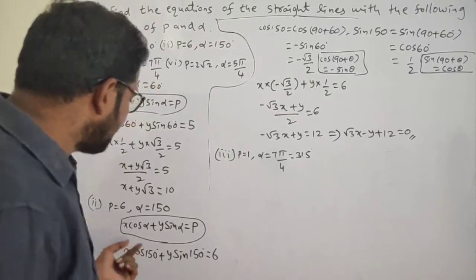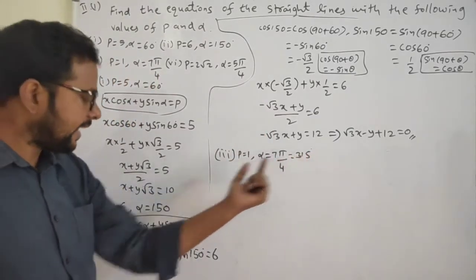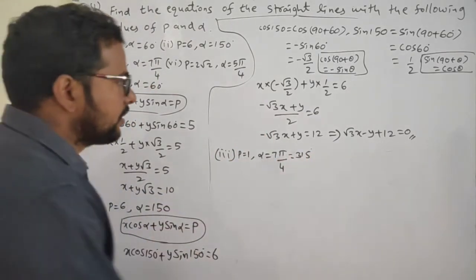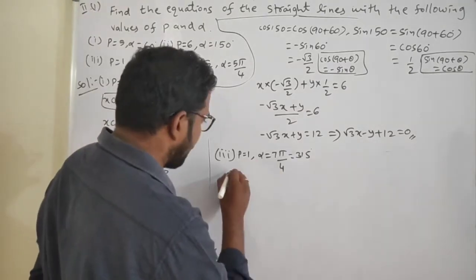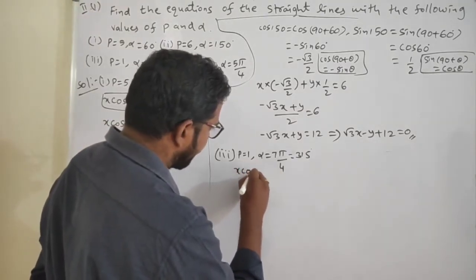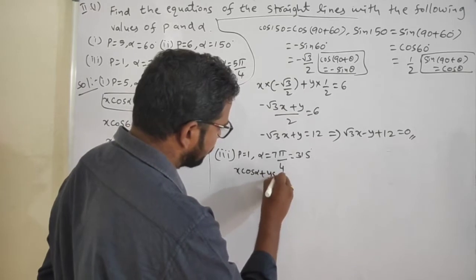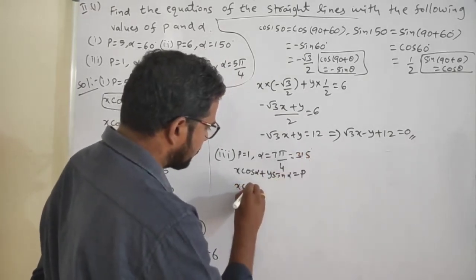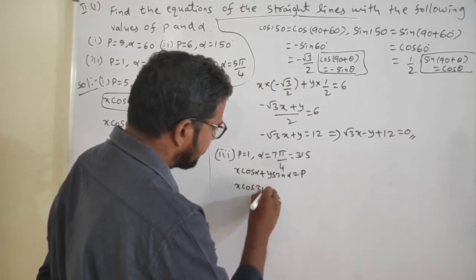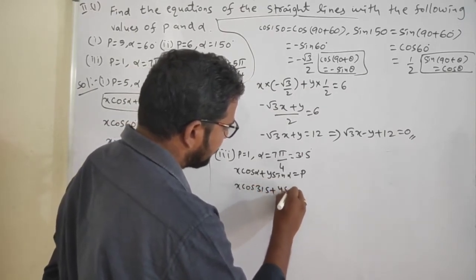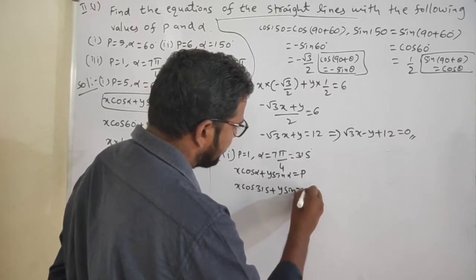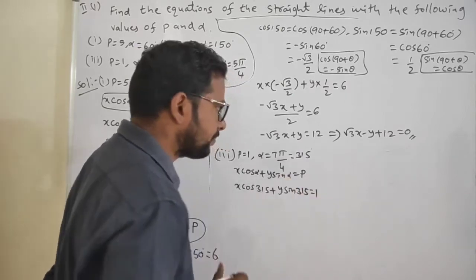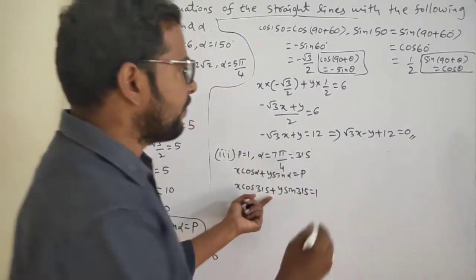అంటే మనం ఏం ఫైండ్ చేయాలి? cos 315 degrees value find చేయాలి and sin 315 కూడా ఫైండ్ చేయాలి. సో రైట్ normal form x cos alpha plus y sin alpha is equal to p. This is the normal form. Substitute values: x cos 315 degrees plus y sin 315 degrees is equal to p. P value 1. cos 315 degrees value find చేయండి.